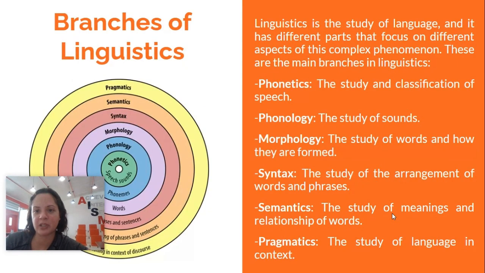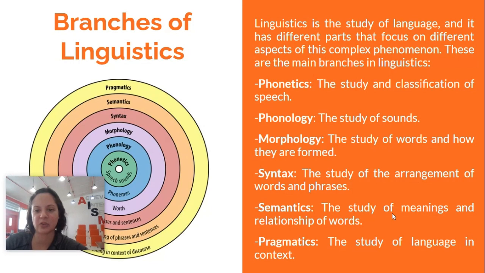Linguistics is the study of language, and it has different parts that focus on different aspects of this complex phenomenon. These are the main branches of linguistics. Linguistics has many branches, but I consider these the main ones. If any person can learn them, they will learn how to communicate fluently in a new language. And the reason why I chose this picture is because, for me, in kindergarten it makes sense as the different stages that we have to teach and explain to the student a new language.